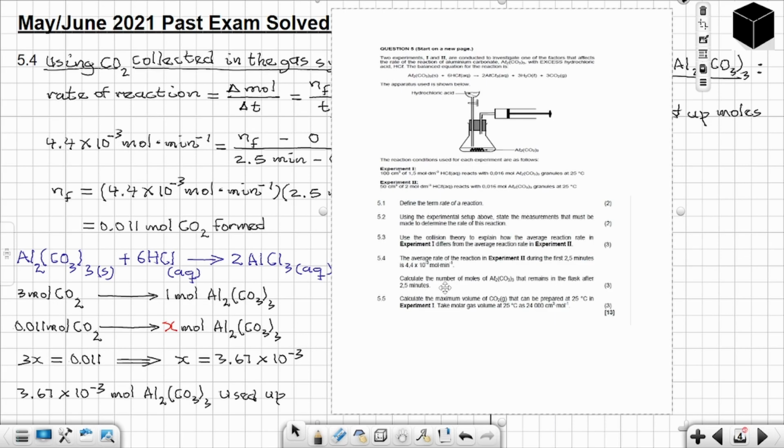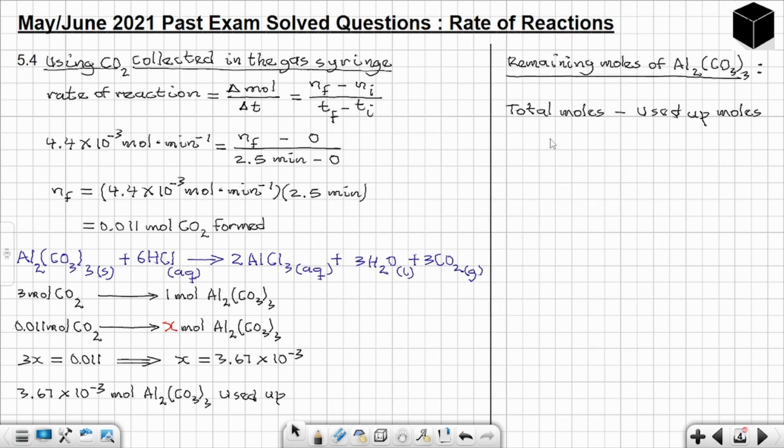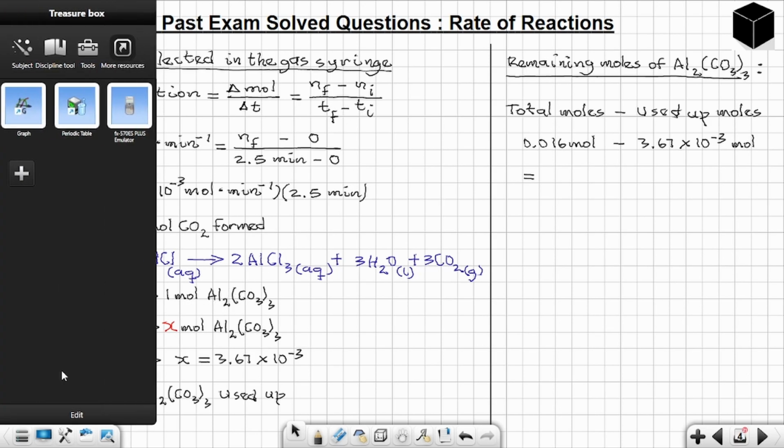We are dealing with what? With experiment number 2. Can you see it's experiment number 2? When you go to experiment number 2, you started up with 0.016 mole. Can you see that? This is what you started up, and this is what is used up. Now you want to find what? The remaining. Okay. So you started with 0.016 mole. So the total is 0.016 mole minus the used up, which you calculated. So this is the used up. And this is equal to what? Let's use our calculator once again.